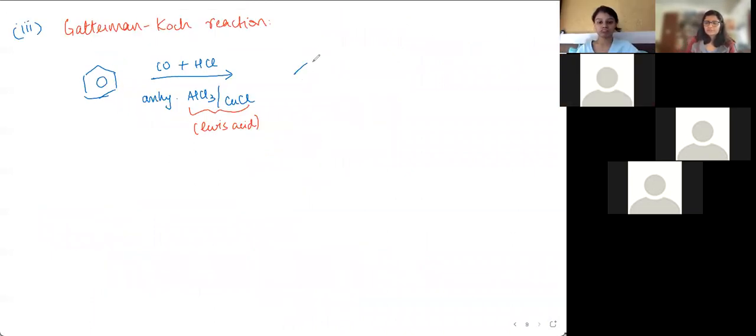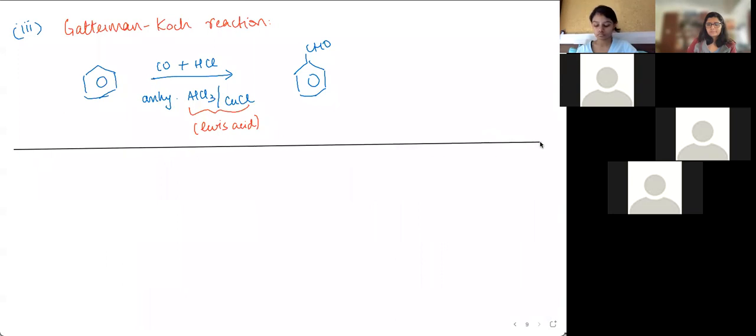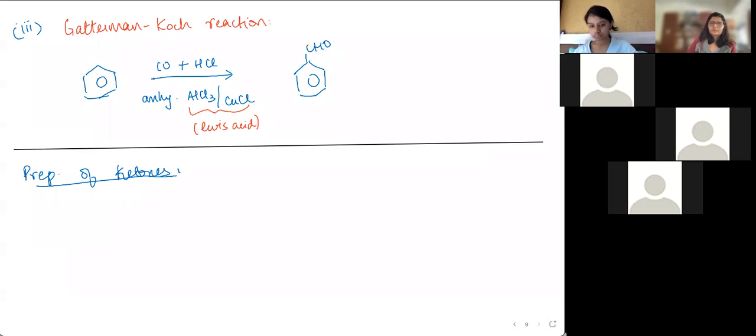You get CHO. So that's it for preparation of aldehydes. Then we look at preparation of ketones alone. Okay. Let me know when you guys are ready.